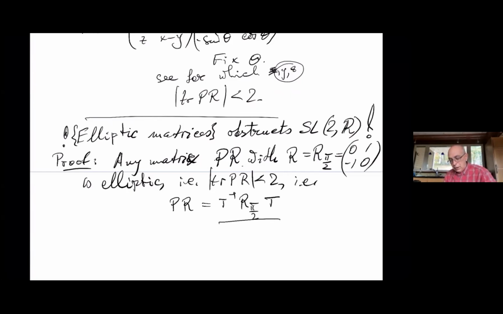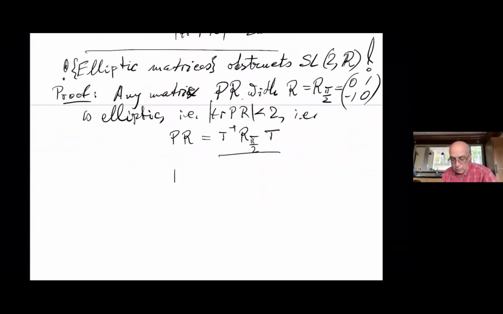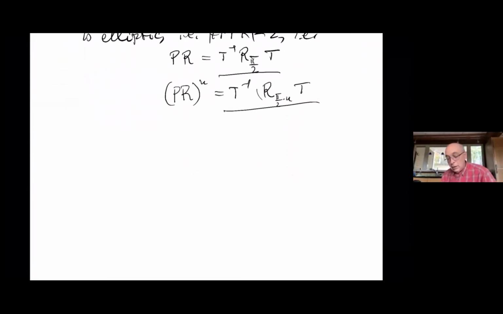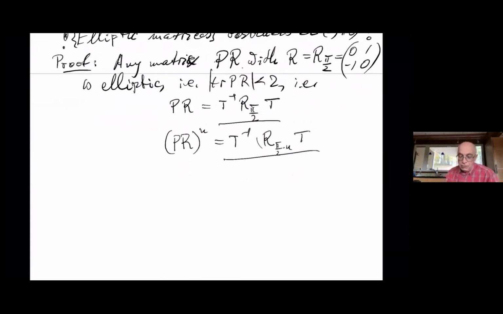So it doesn't matter how many times you iterate, what power you take, it's bounded, right? Because PR to any power is just going to be the same thing, T inverse times R, a rotation by pi over 2 times n, times T. And that, of course, is bounded. This rotation only takes on four values: identity, minus identity, and so on. Okay, so here's a very simple proof. It's just elementary linear algebra.